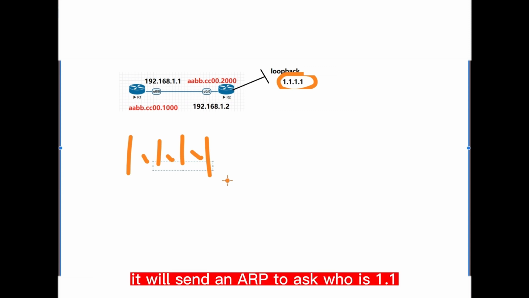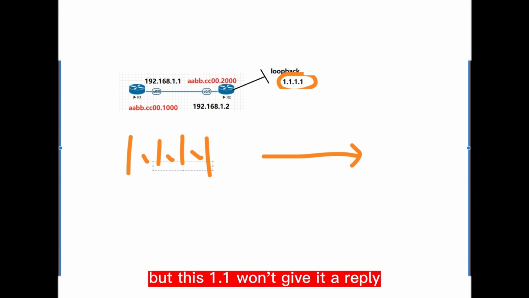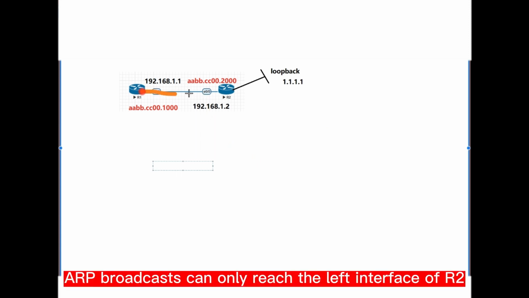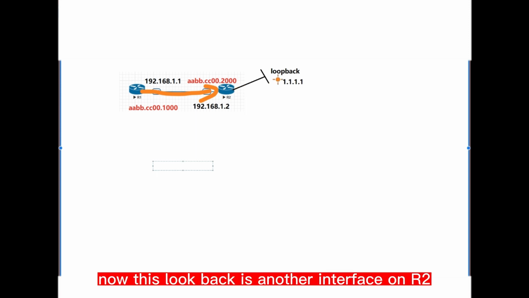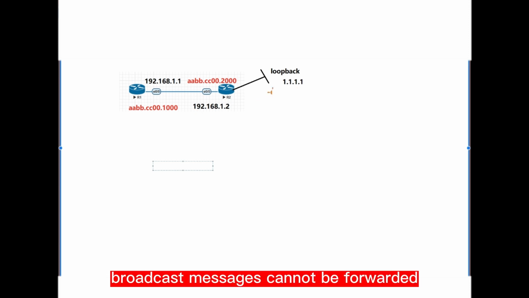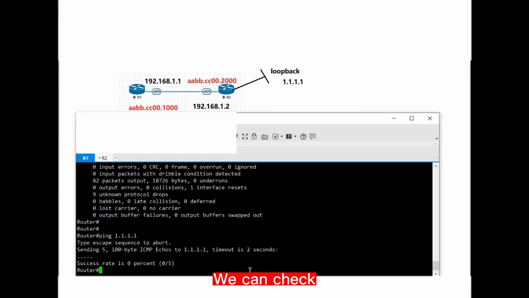It will send an ARP to ask who is 1.1. But this 1.1 won't give it a reply, because of cross-network segment. ARP broadcasts can only reach the left interface of R2 at most. Now this loopback is another interface on R2. No matter which virtual interface it is, it must not be in the same network segment as it. Broadcast messages cannot be forwarded. So it can't get its corresponding MAC. It doesn't work.